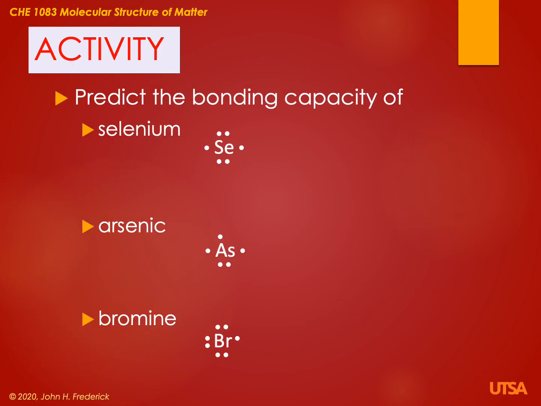Now you get to try a few. I want you to predict the bonding capacity of selenium, arsenic, and bromine from the Lewis symbols that are shown here. I'll give you a second. You can pause the video. All right, what did you get? For selenium, you should have gotten 2. It has 2 unpaired electrons on either side. For arsenic, you should have gotten 3. It has 3 unpaired electrons. Bromine is like fluorine. It has only 1. So these are the bonding capacities you should expect to find for these elements.